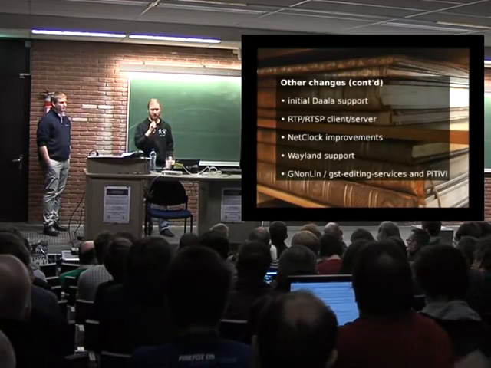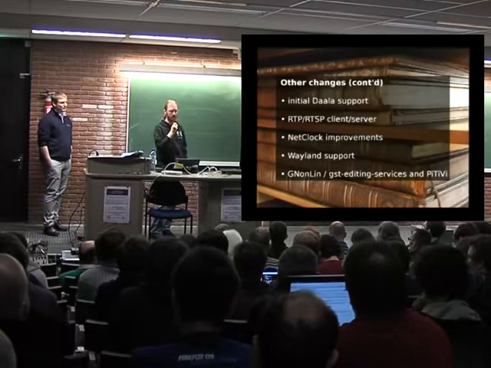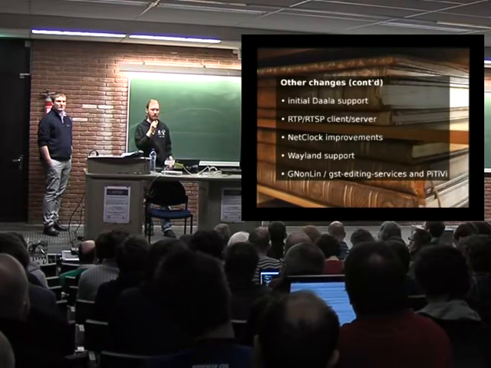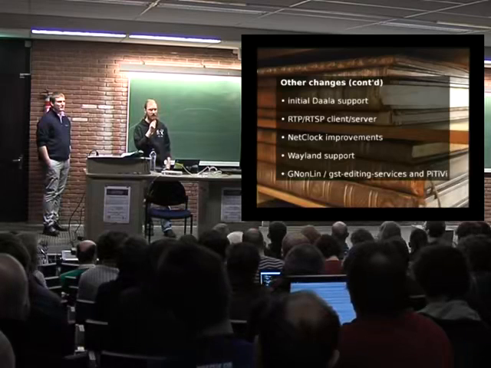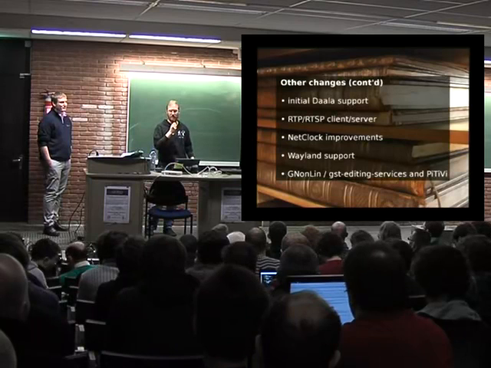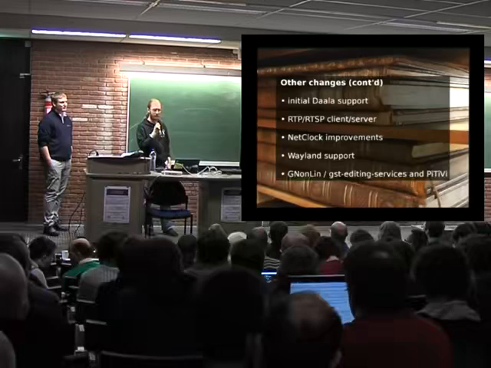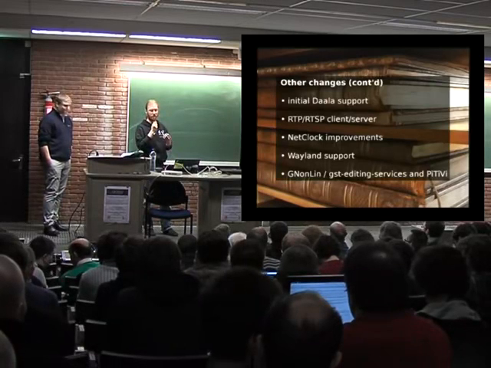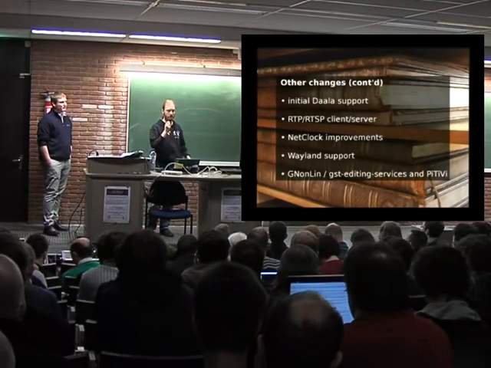Then many changes were done on the RTP, RTSP stuff, both client-side and server-side. What we now have in the server, for example, is authentication. We have support for encryption via SRTP. We have support for stuff like retransmissions. For example, RTP usually is using UDP. Packets can get lost, especially on wireless networks, and there's no support for requesting packets that were lost. This can now happen completely automatically.